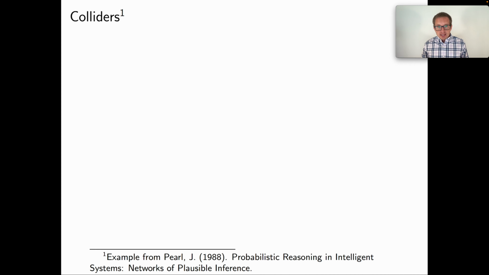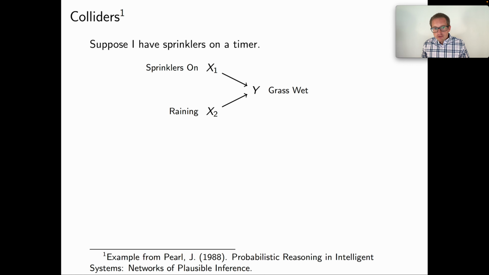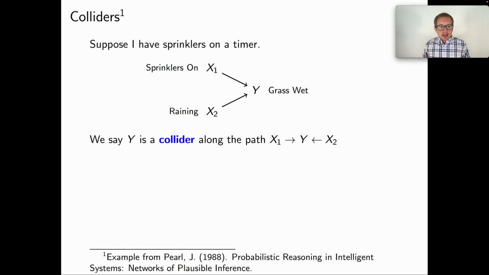I said I would come back to the second kind of backdoor path that can be tricky to think about. This is colliders. So, as an example, suppose that I have sprinklers that operate on a timer. I observe whether the sprinklers are on, x1. I also observe whether it's raining, x2. And finally, I observe whether my grass is wet, y. We say that y here is a collider along the path x1 to y to x2. It's a collider because these arrows collide at the variable y. The collider here blocks the path.